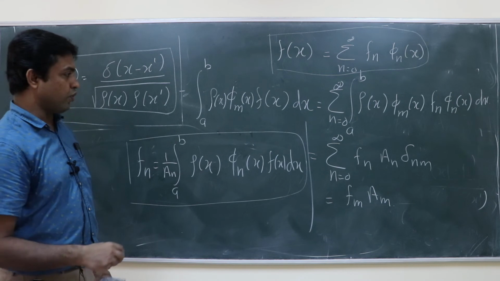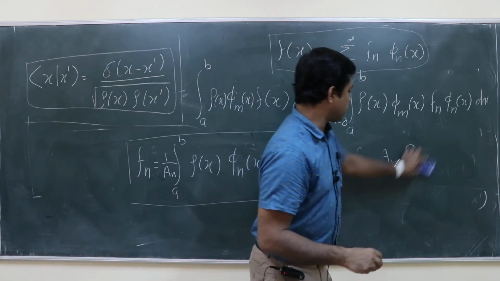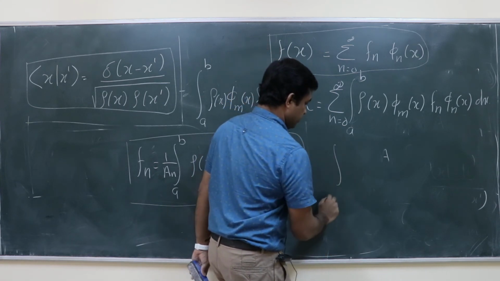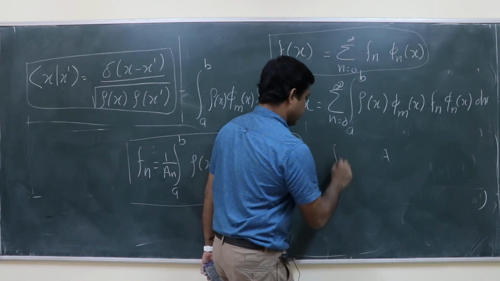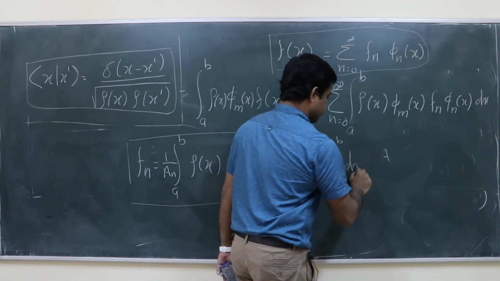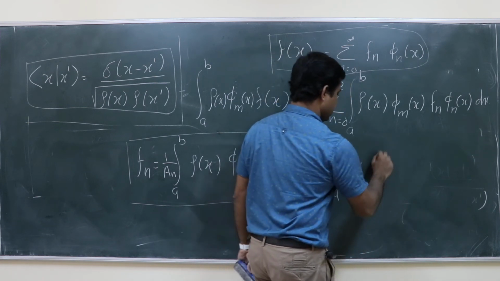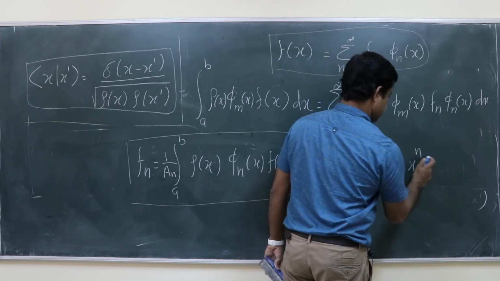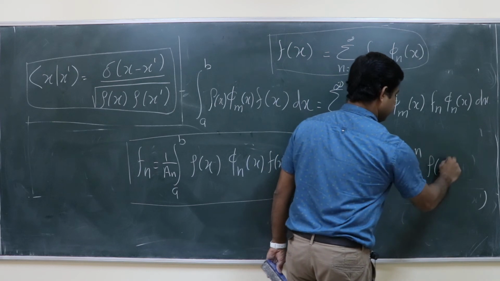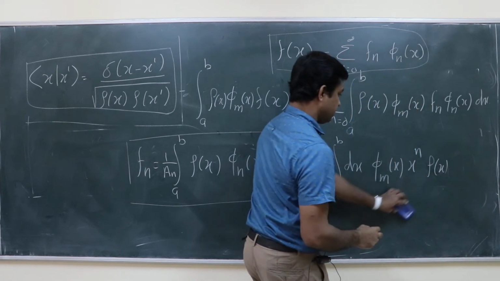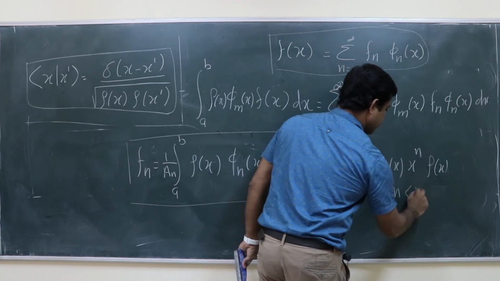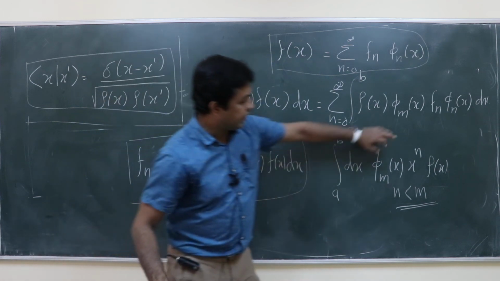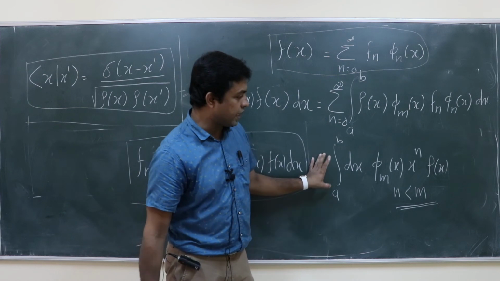Okay, so if you have understood so far, can you tell me the answer to this question? I have an integral over any interval a to b, dx, phi m of x, x raised to n, rho of x, where n is less than m. n is less than m. What will be the answer for this?